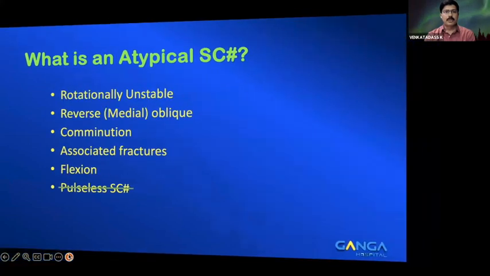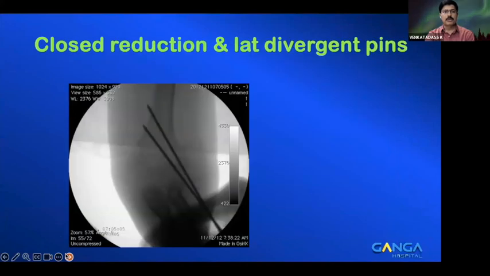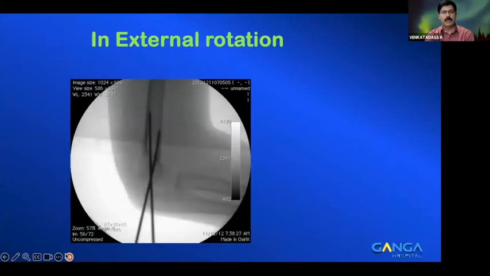So let us start with the rotationally unstable fracture. This was a 12-year-old boy who came with a posterolateral supracondylar fracture, type 3, and you can see the hematoma on the anteromedial aspect. This was reduced closed and stabilized with two lateral wires. And this is the external rotation view.